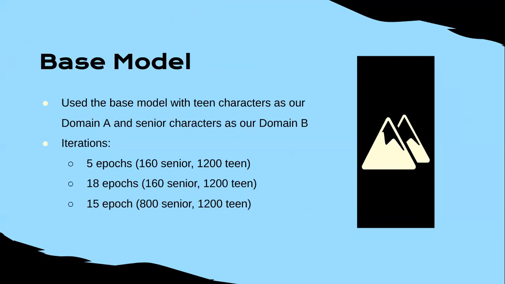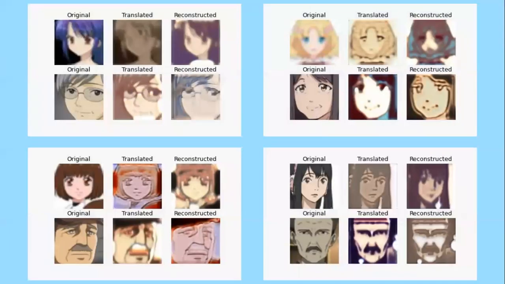Our base model was based on the paper that I mentioned before, which had the teen characters as its domain A and the senior characters as its domain B, and we ran it on multiple iterations. The first one was 5 epochs on 160 senior images and 1,200 teen images. Then we did 18 epochs on the same dataset. Then, with another cropper, we had the chance to use more senior images, 800 images, and 2,000 teen images with 15 epochs. This resulted in some of the pictures that you see here.